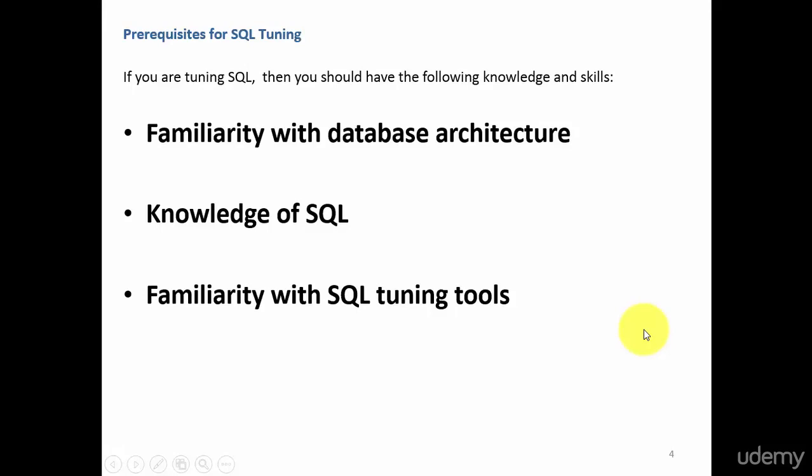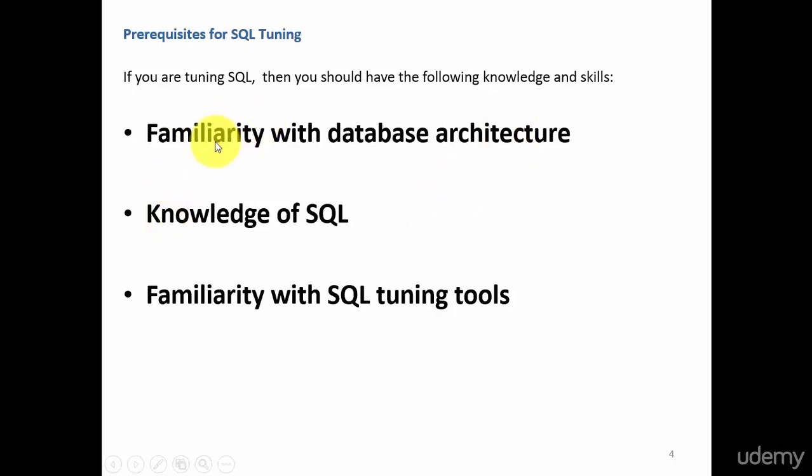In this session, let's learn about the prerequisites for SQL tuning. What do you need to know to write an efficient SQL and reduce the response time? You need to know three things. The first thing is familiarity with the database architecture. That means how Oracle stores the data, how it retrieves the data, and how it produces the result set.